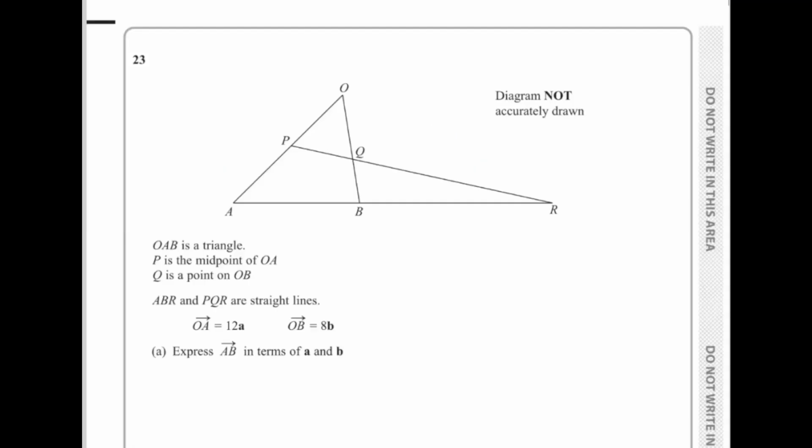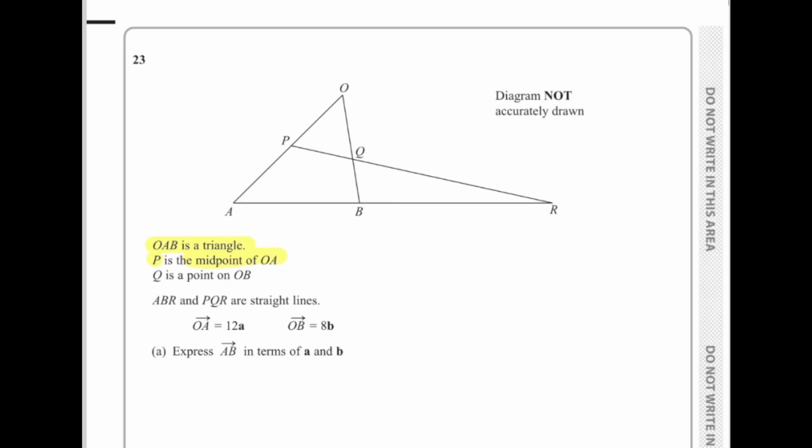Question 23, vectors. OAB is a straight line. Very important in vectors when it is given as a straight line. P is the midpoint of OA. Q is a point on OB. ABR and PQR are straight lines. OA equals 12a, OB equals 8b. Part a, express AB in terms of a and b.